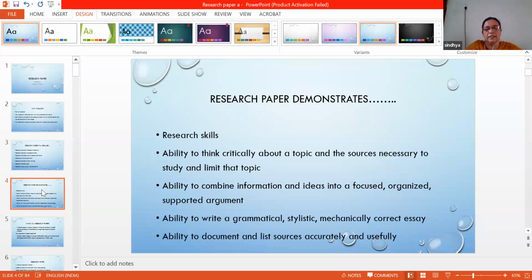And it is a literary skill of a researcher also, how stylish, how correct a person is writing a research paper. So writing a research paper is demonstrating the literary skills or writing skills of a person, and it shows the ability to document what are the resources available to us and how it can be utilized properly. So these kinds of skills are required for preparing a research paper, and a research paper surely demonstrates. When we read a research paper, all these skills are being demonstrated.